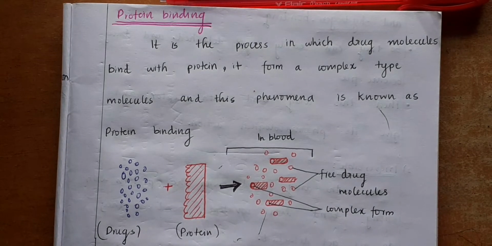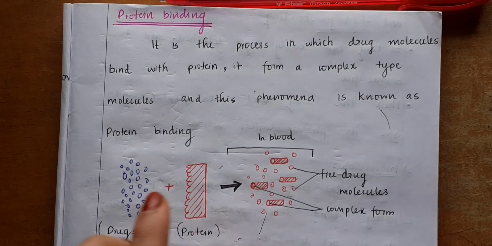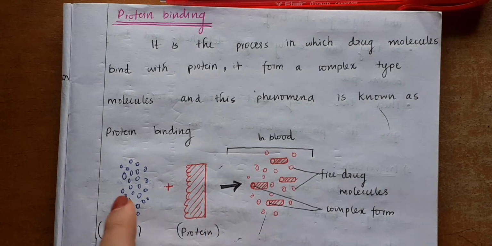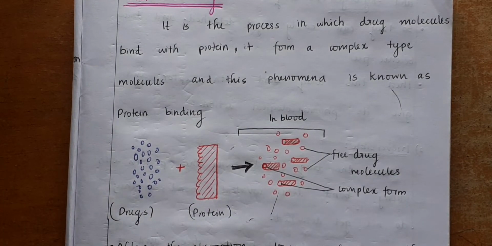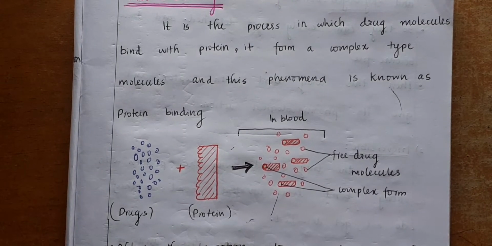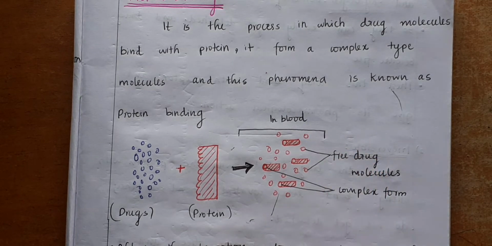In order to make you more clear about what protein binding is, observe this. So this is a drug, this is a protein present in the blood. When the drug enters the blood, it combines with the protein and forms a complex. The drug which enters the blood does not combine completely with the protein present in the blood. Some drug remains in free form. The drug which binds the protein is called the complex form. The drug which remains in free form is called free drug molecules.